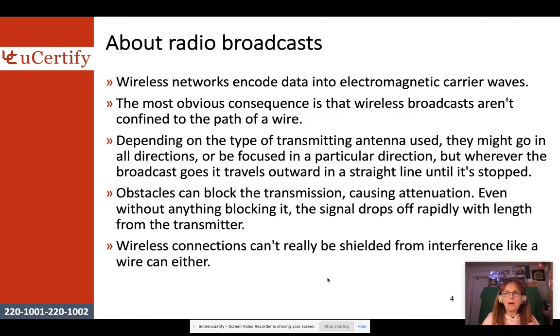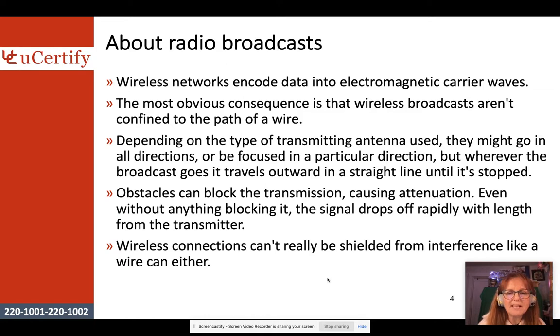These are called boundless networks. Networks that are not confined to a path of a wire and networks that are confined to a path of a wire are called bounded networks. Depending on the type of transmitting antenna used, they might go in all directions or they might be focused in one particular direction. But wherever the broadcast goes, it travels outward in a straight line until it's stopped by something. That something could be a wall, or it could just be stopped by attenuating out. But usually it's going to be a wall or some other type of obstacle.